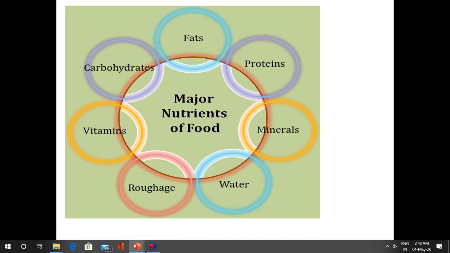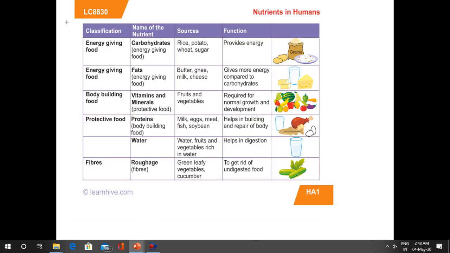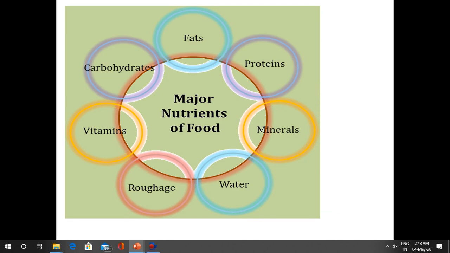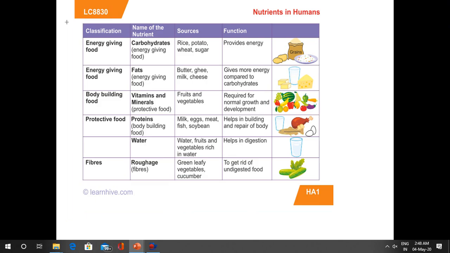As you read about major nutrients of food in the first video, what are the major nutrients of food? Let's revise again. Carbohydrates, fats, proteins, minerals, water, roughage and vitamins. In the last video we learned that we have to eat food of all kinds of nutrients, so that will give us a balanced diet. If you eat only carbohydrates or only fats, you will end up with some kind of deficiency diseases.